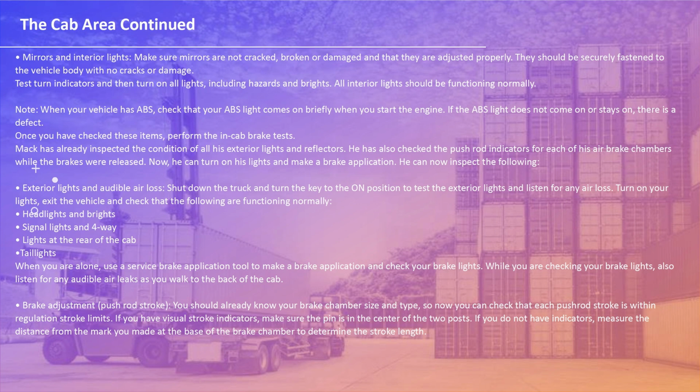Mirrors and interior lights. Make sure mirrors are not cracked, broken, or damaged, and that they are adjusted properly. They should be securely fastened to the vehicle body with no cracks or damage. Test turn indicators and then turn on all lights, including hazards and brights. All interior lights should be functioning normally.